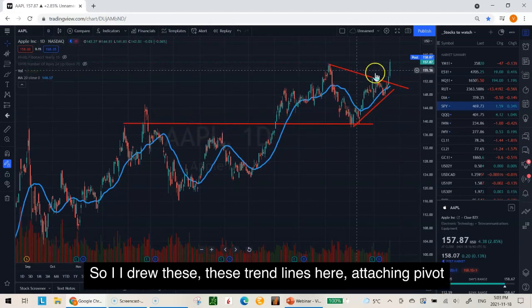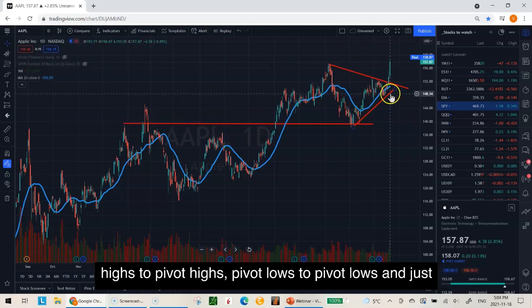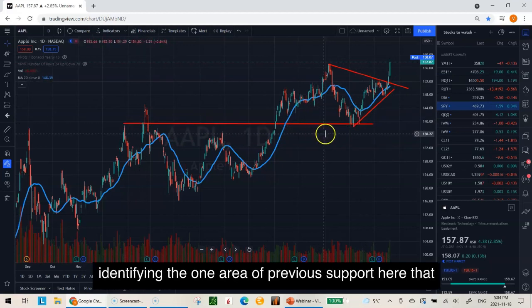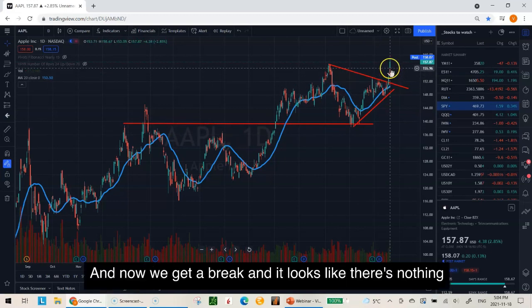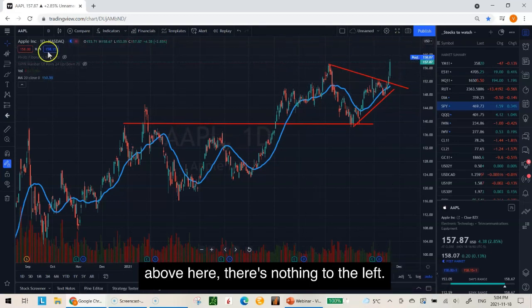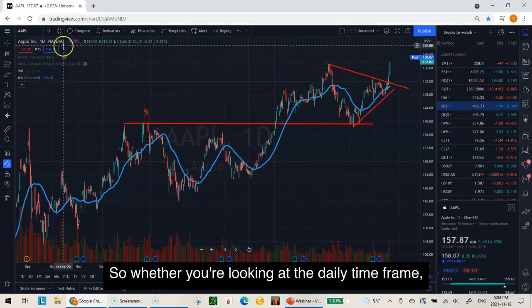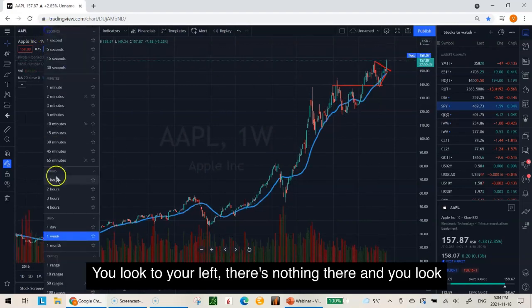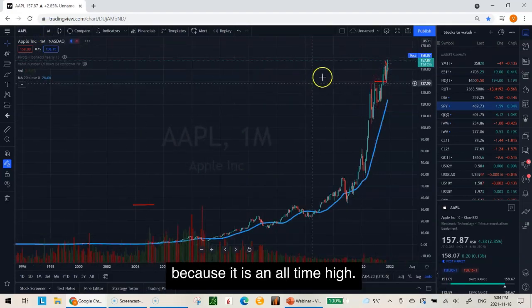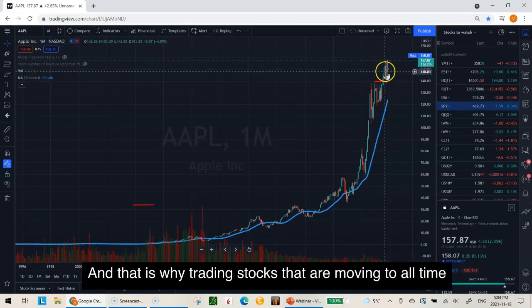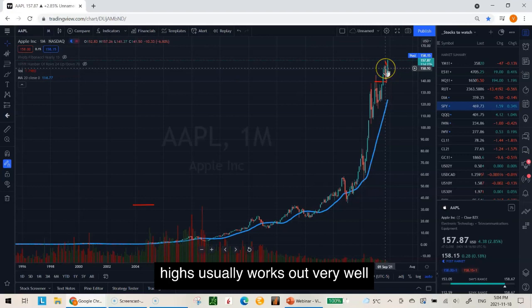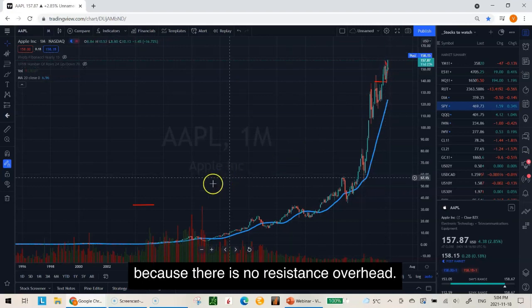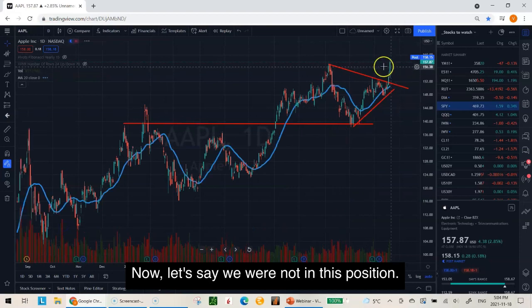So I drew these trend lines here, attaching pivot highs to pivot highs, pivot lows to pivot lows, and just identifying the one area of previous support here that price bounced off of. And now we get a break, and it looks like there's nothing above here. There's nothing to the left. So whether you're looking at the daily time frame or the weekly time frame, you look to your left, there's nothing there. And you look to your monthly, there's nothing there because it is an all-time high. And that is why trading stocks that are moving to all-time highs usually works out very well, because there is no resistance overhead.